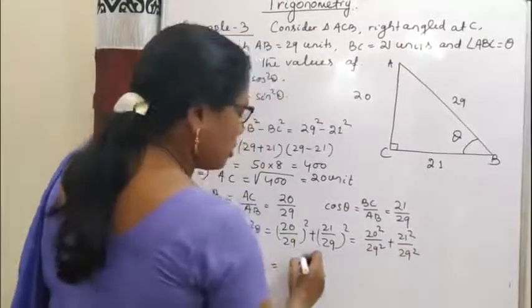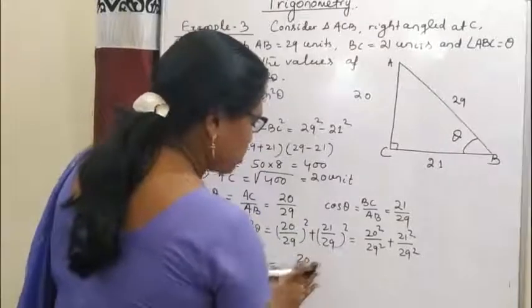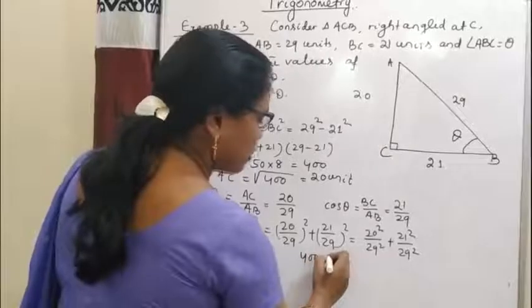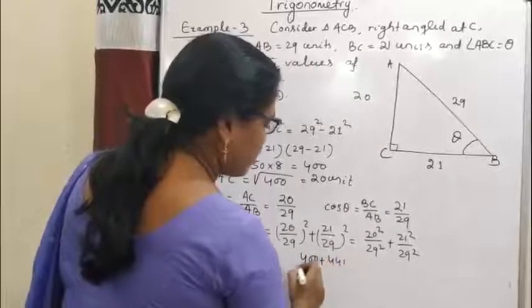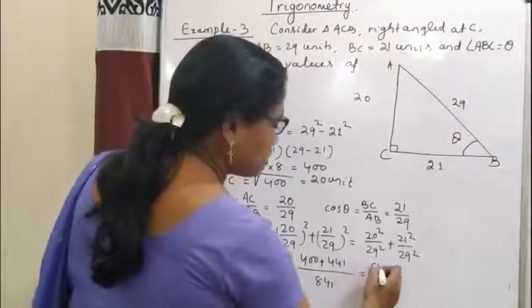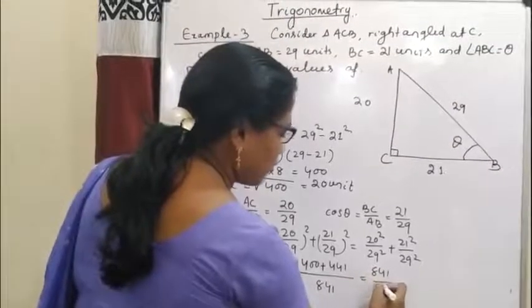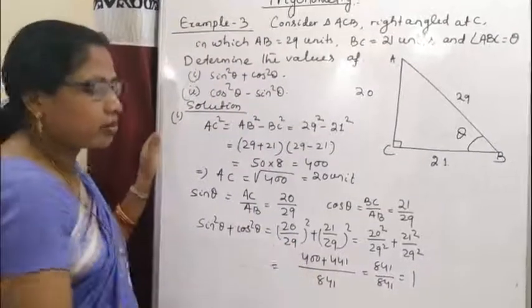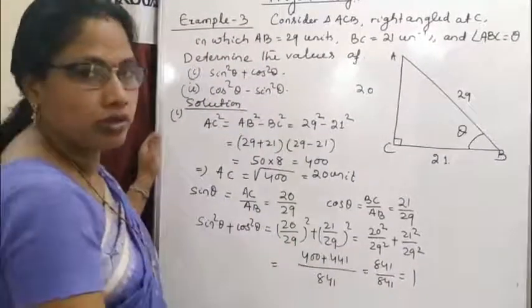So 20 square is 400 plus 21 square is 441. So 29 square is 841. So this is 841 by 841, which is equal to 1. So sin square theta plus cos square theta is equal to 1.